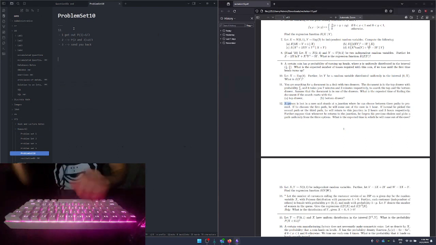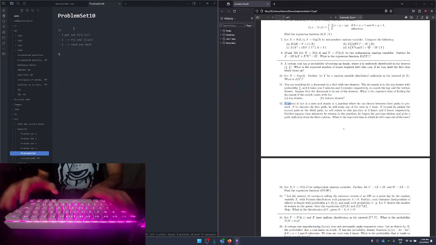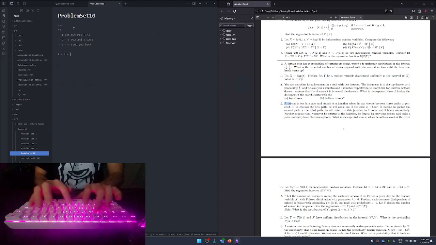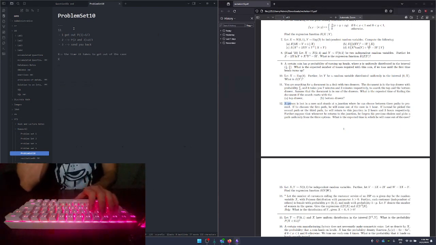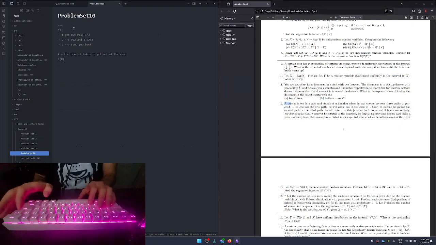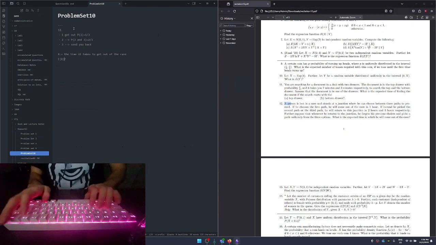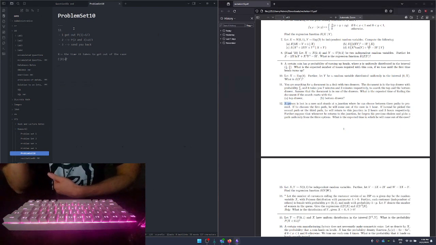The expected time in which we will come out of the cave, the time it takes to come out. So we have X, which is defined as the time it takes to get out of the cave. So we need the expected value of X, the time to get out of the cave. We don't know this, and what we have next is 2 hours and 3 hours respectively.